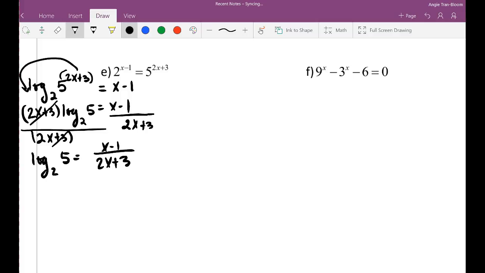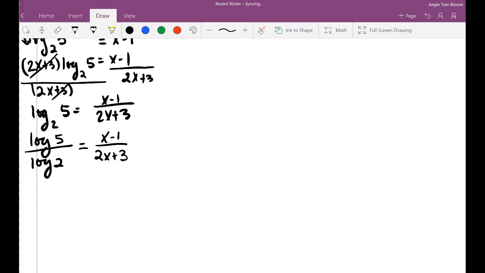What do we want to do? How about change a base? What do I mean? That log base 2 of 5, could I use a change of base? Log of what? What's the change of base for that? Log of 5 over log of 2. Okay. Equal to x minus 1 over 2x plus 3. Now what?